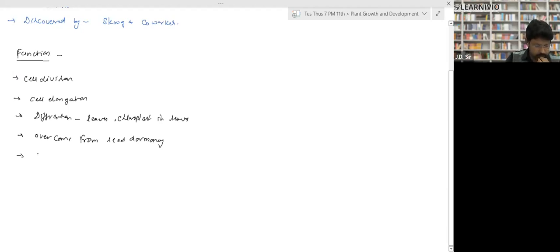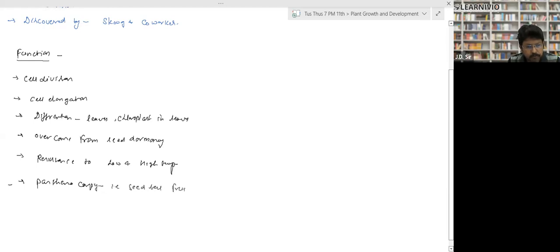Next, cytokinin increases resistance to low and high temperature. It is responsible for parthenocarpy, that is seedless fruit. Seedless fruit, right? So these were the functions of cytokinin.